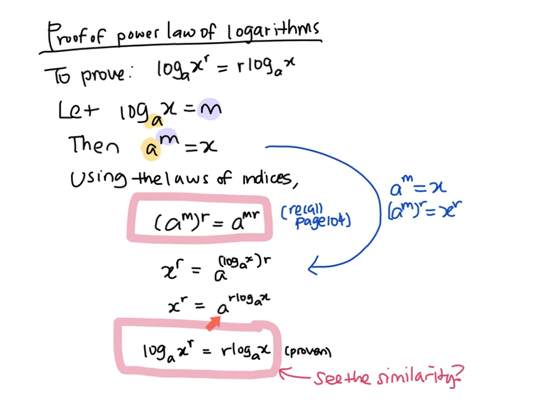So a to the power of this gives me x to the power r. Rewriting in a logarithmic form, a raised to this gives me x to the power r. So this is the required form.